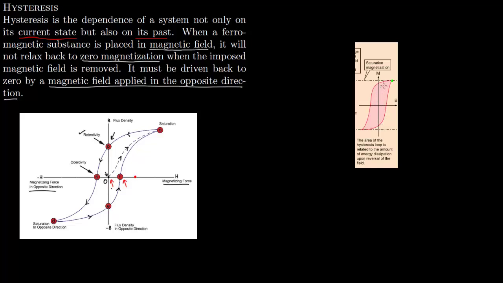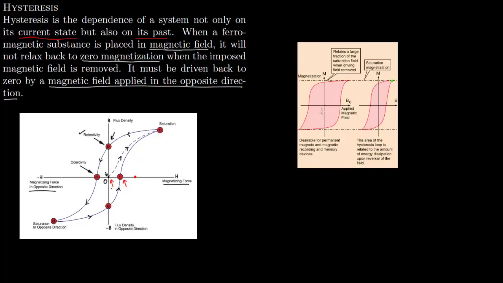Now, for some materials, this area could be really wide. That means the retentivity is really high. Here the retentivity is much higher. If it has higher retentivity, then this material is good for permanent magnets and magnetic recording and other memory devices, because once you apply a magnetic field, it is going to retain it even if you take the magnetic field off it.